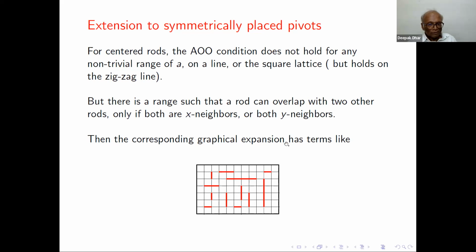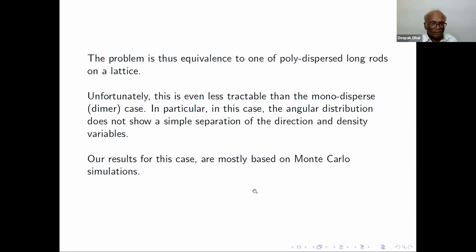And so the non-trivial graphs look like the picture below. Now, this is a harder problem. This is polydispersed long rods on a lattice with vacancies. The exact value of the partition function of this problem is also not known. But this is not much worse than the previous case where these were dimers, but the exact function was not known. And so it is less tractable.